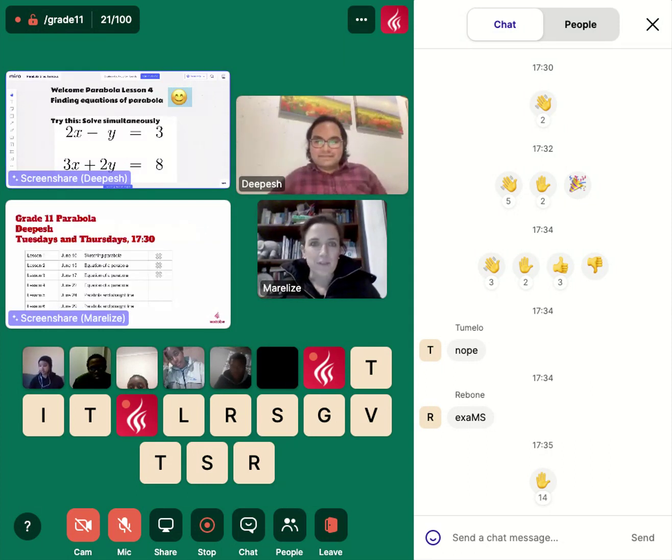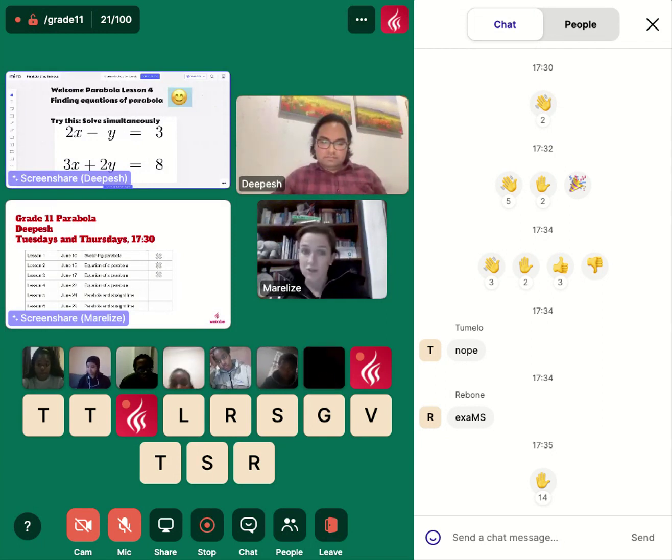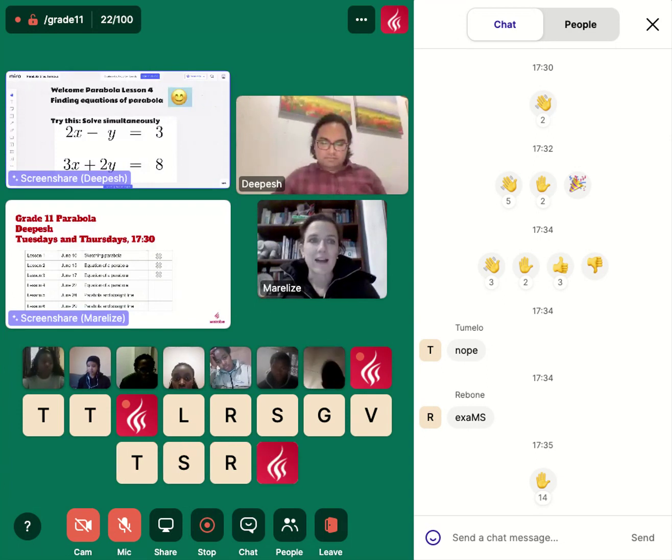Okay, so that's the first bit. And then today we are carrying on. That's just a little overview for you of our course. Today we're carrying on with the equation of a parabola. And Dipesh has already asked you to do some simultaneous equations. So we're going to see how that's going to fit in with the parabola.